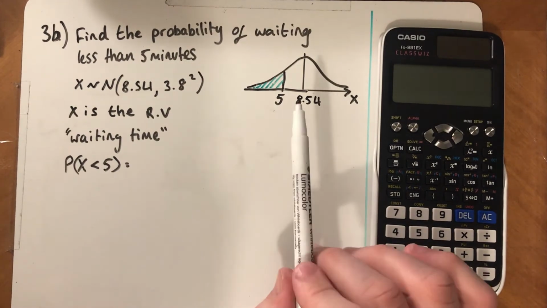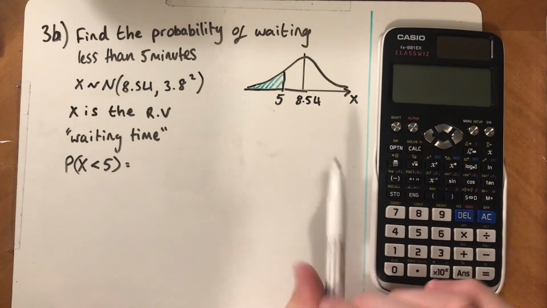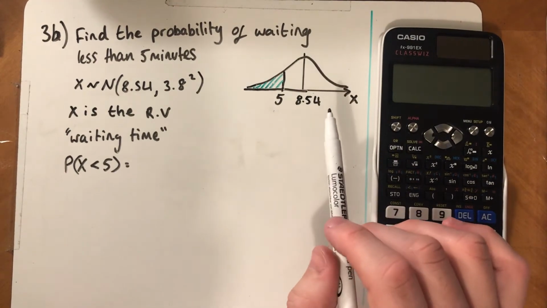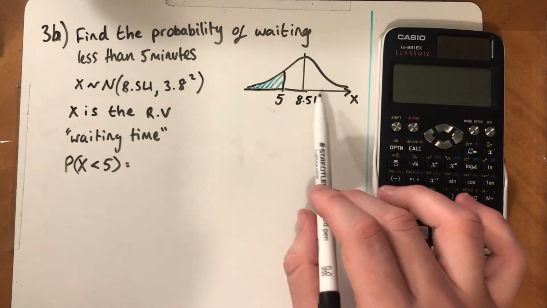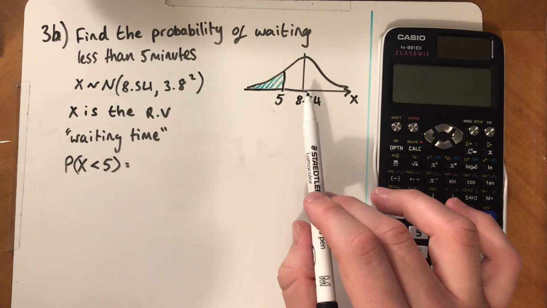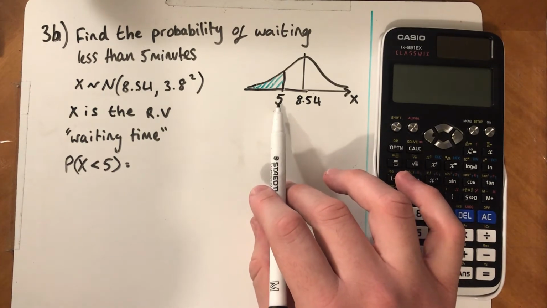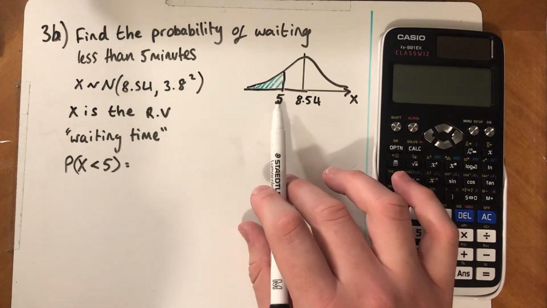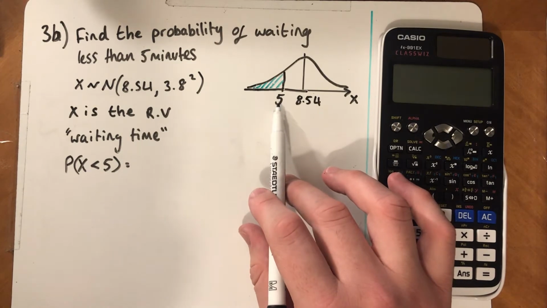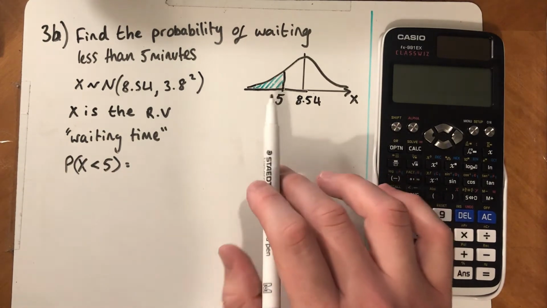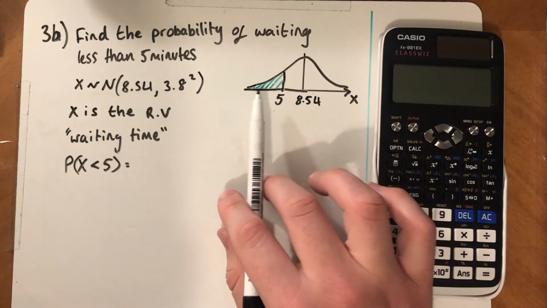Again, just a quick schematic. As you can see here, I've got the normal distribution curve. I've got the mean of 8.54 minutes in the center, and the value that they've asked us to calculate, which is 5, and that's obviously going to be to the left of 8.54, simply due to the fact that 5 is less than 8.54. We've been asked to find this green shaded area here.